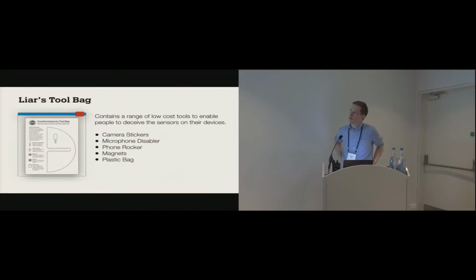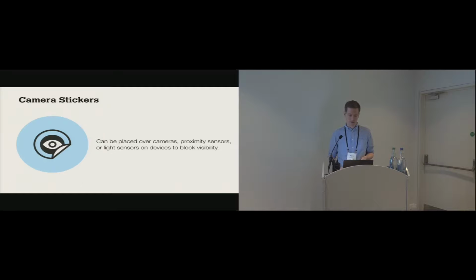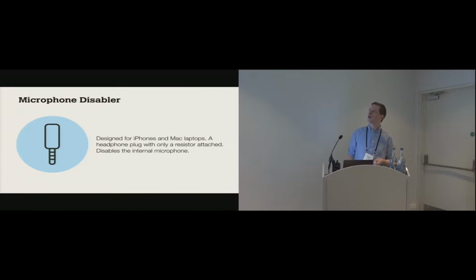And then there's the liar's tool bag. This is a tool bag. It's full of a few little materials. It's customizable. There's different ones that can go in and out of there. But there are a few objects in there which help you lie to these objects. And I'll take you through the ones which we have here today. First of all, most simply, stickers. Stickers you can put over cameras, stickers you can put over proximity sensors, light sensors, infrared sensors. It will just stop that optic, stop that sensing going on.